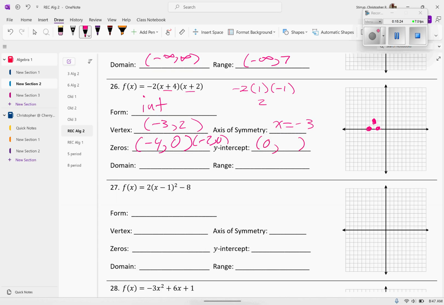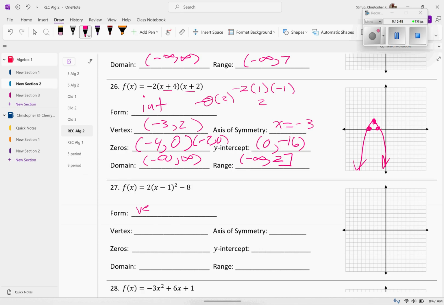It's going to be probably a big number. So 0 plus 4 is 4 times negative 2 is negative 8 times 2, so negative 16. So it's going to be off our graph. So here is our parabola. Our domain will be negative to positive infinity. Our range is going to go from negative infinity up to the y component of the vertex.